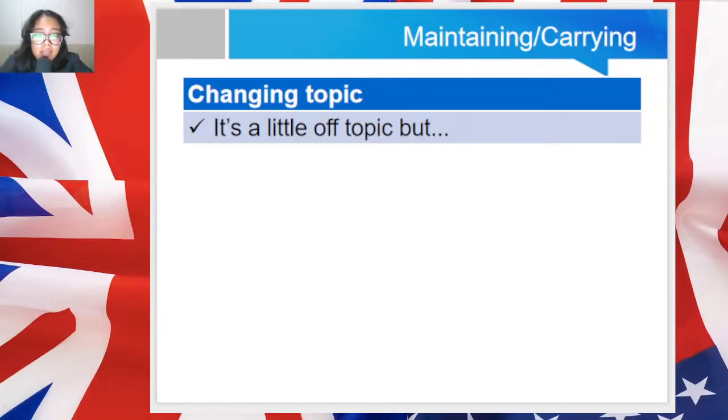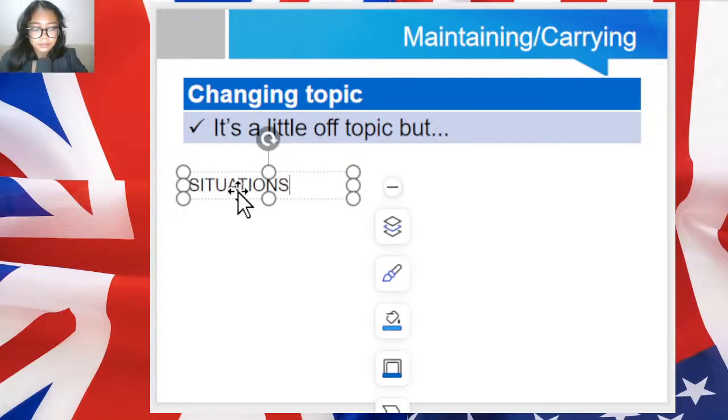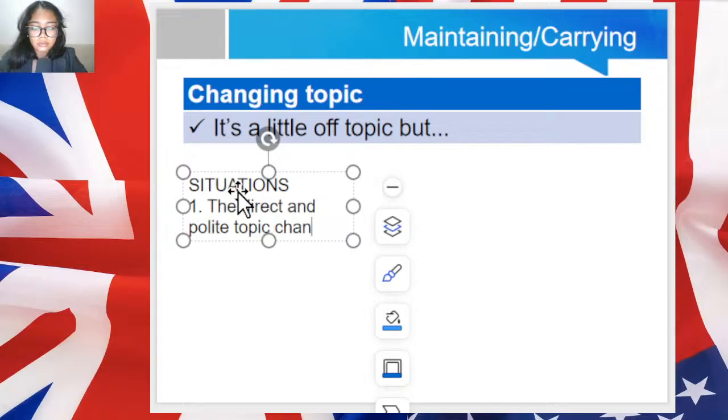So this phrase is especially useful in situations that are a little more formal, or when you are talking to someone you don't know very well, as it shows that you are a very polite and skilled conversationalist. Okay? Let's look at some examples or situations where you can use this particular phrase. Again, situations. First is the direct and polite topic change.